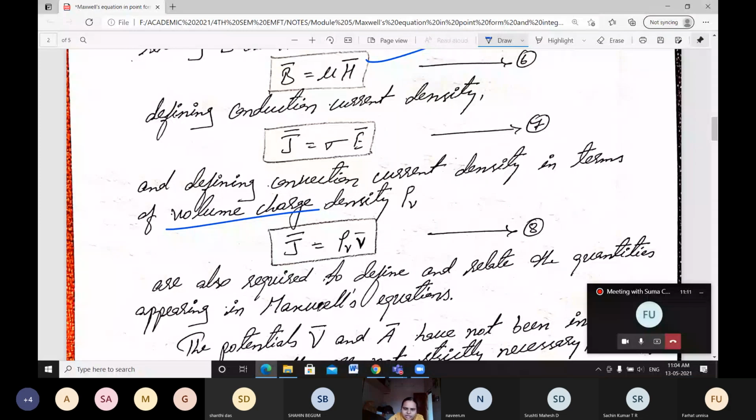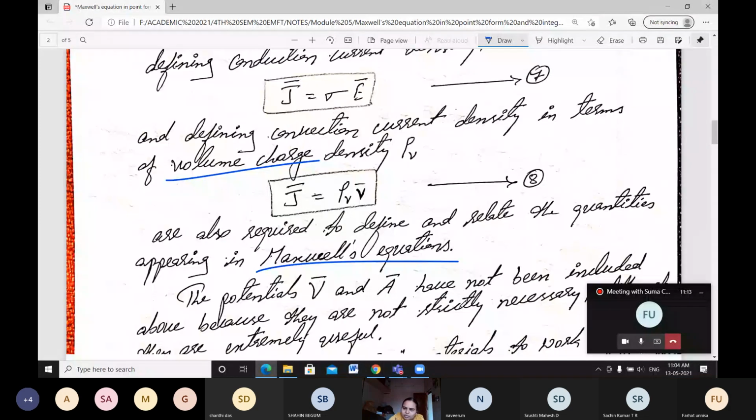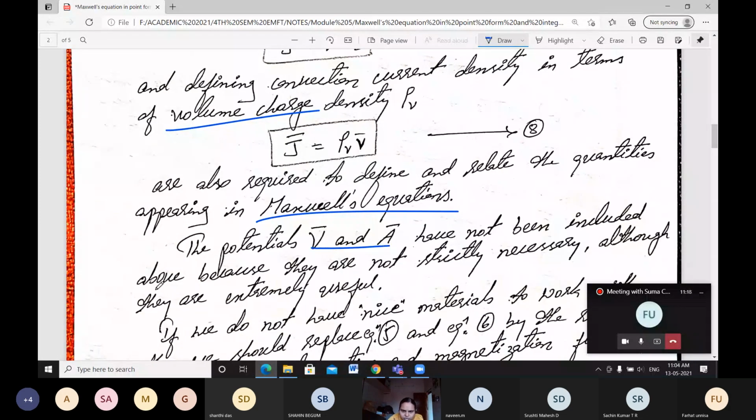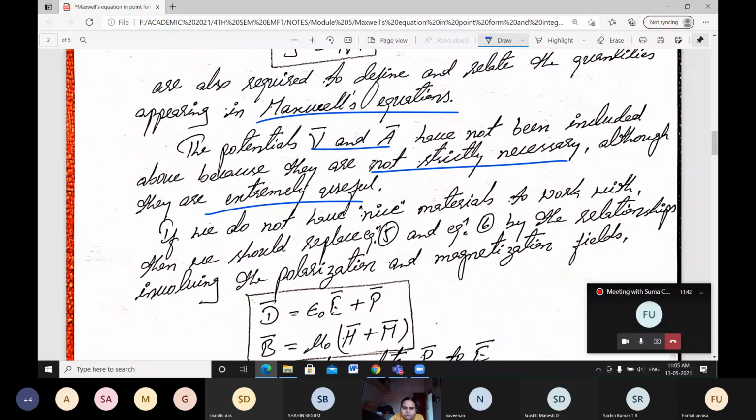The potentials V and A have not been included above in any of the cases because they are not strictly necessary. It's not about volume and area; if any part is there, that will be enough. Not necessary, although they are extremely useful. In which surface, what the characteristics of the field are, and how it is going to be generated due to the current, those things are very important, irrespective of the volume and area.